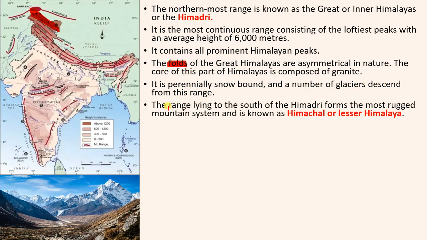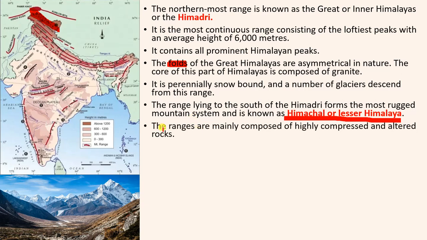The range lying to the south of Himadri forms the most rugged mountain system that is known as Himachal or Lesser Himalaya. The ranges are mainly composed of highly compressed and altered rocks. Whatever this middle Himalaya or Himachal, or you can say Lesser Himalaya, is, these are mainly composed of highly compressed and altered rocks.